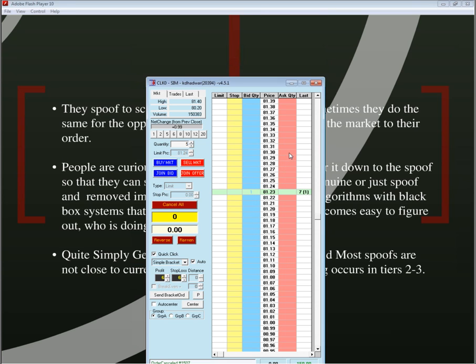And what you'll find is these tiers above the current ask. You see we're actually at 24s right now, 25, 26, 27. Generally, most of the spoofing will occur at probably 26s and 27. It generally won't be on the inside bid and ask. It's usually 2 or 3 ticks away from the current price.